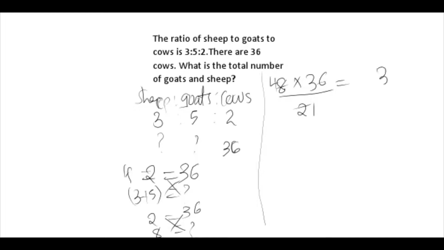So 36 times 4 gives us 6 times 4 is 24, carry 2. 4 times 3 is 12 plus 2 is 14. So the total number of goats and sheep is 144. So we have 144 goats and sheep.